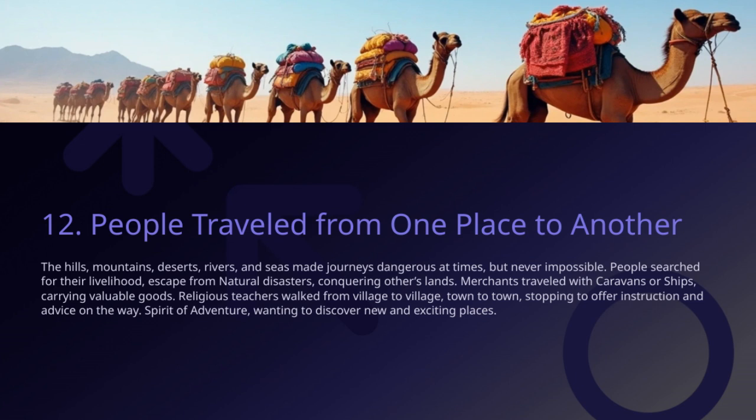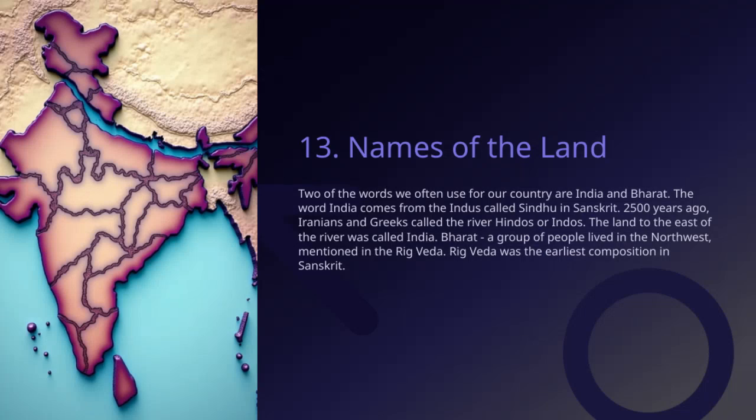Today, I want to talk about two of the most common words we use for our country, India and Bharat. The word India actually comes from the name of the Indus River, which is called Sindhu in Sanskrit. Over 2,500 years ago, Iranians and Greeks referred to the river as Hindos or Indas. And from that, the name India was derived to describe the land to the east of the river.